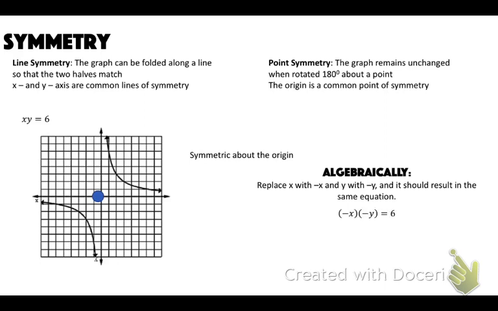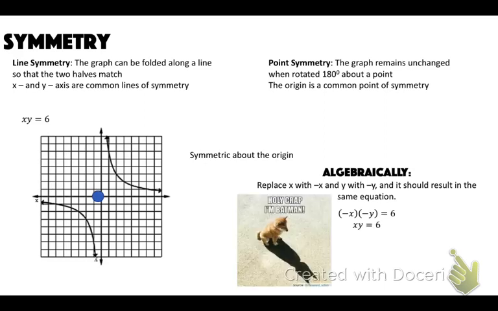So that's going to be negative x times negative y equals 6. Well, negative times negative is a positive, so that's xy equals 6.